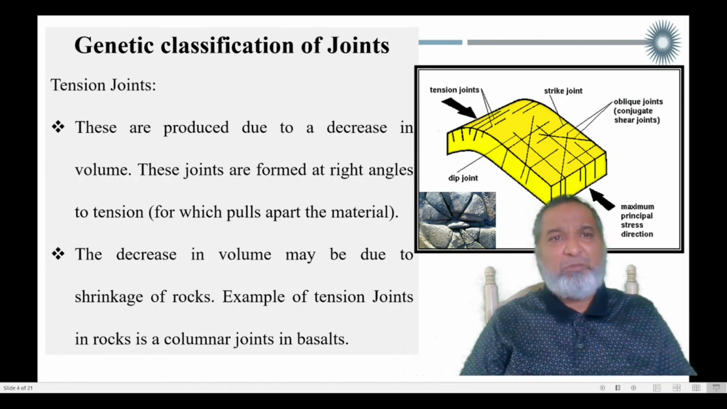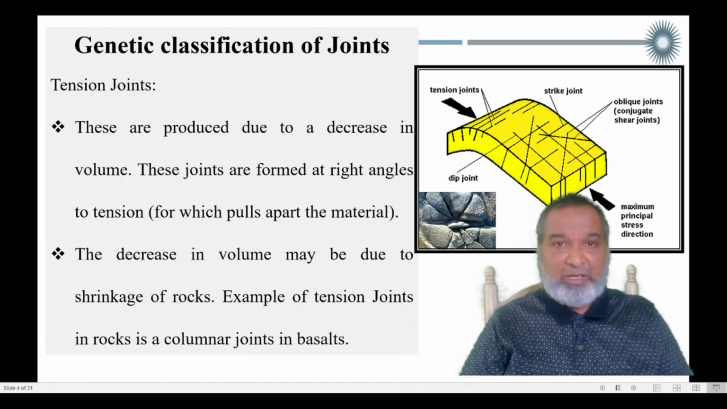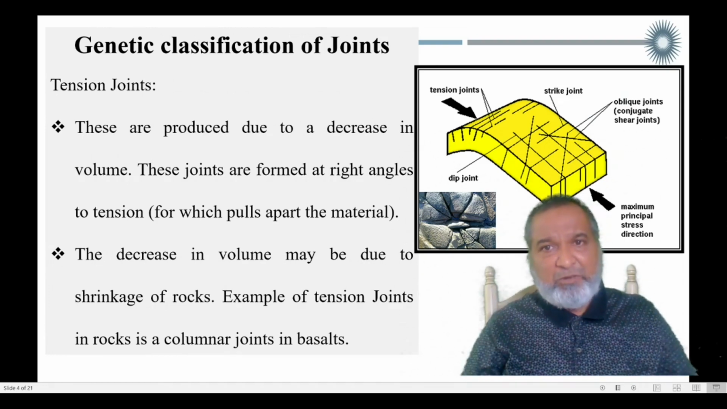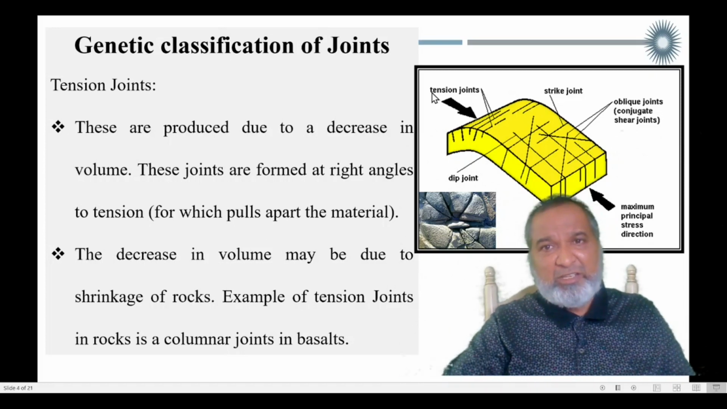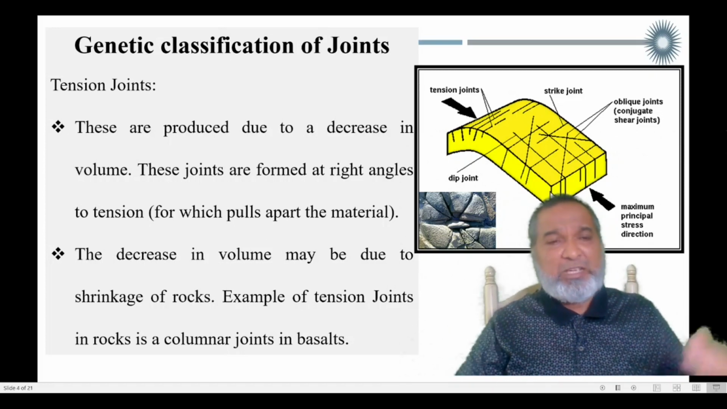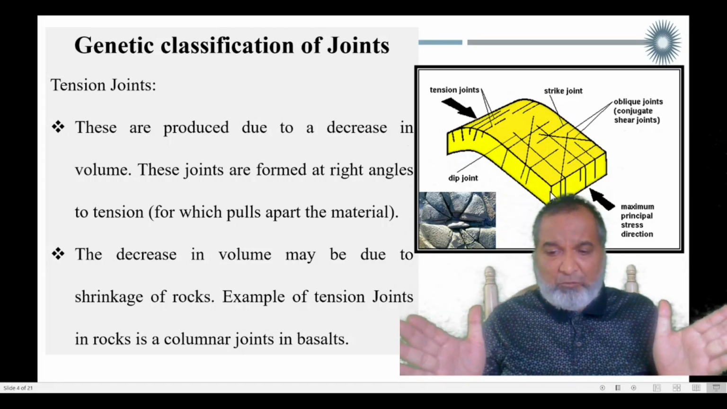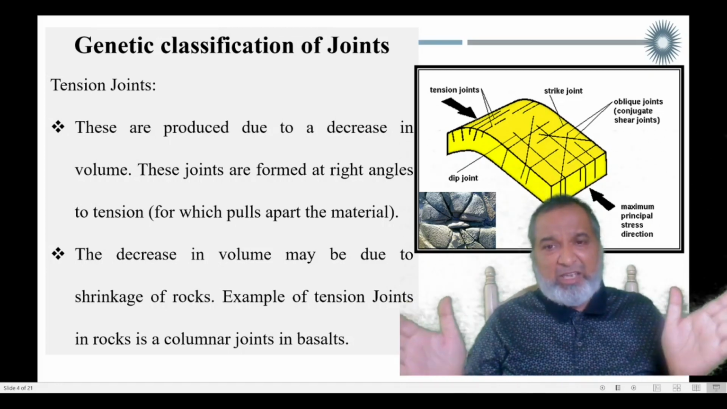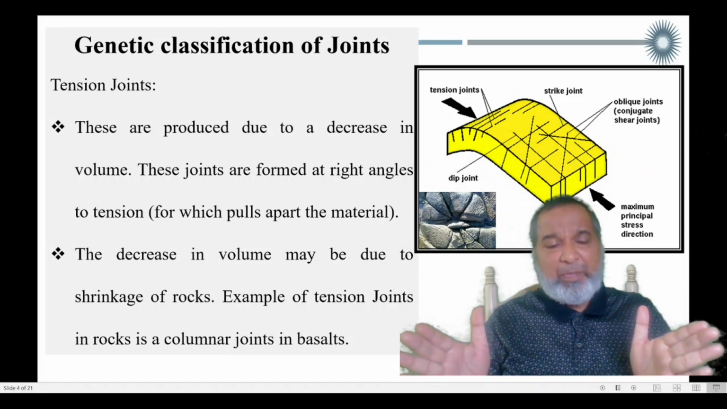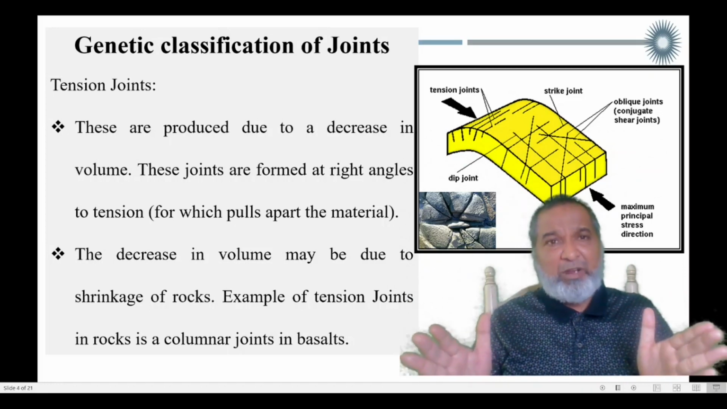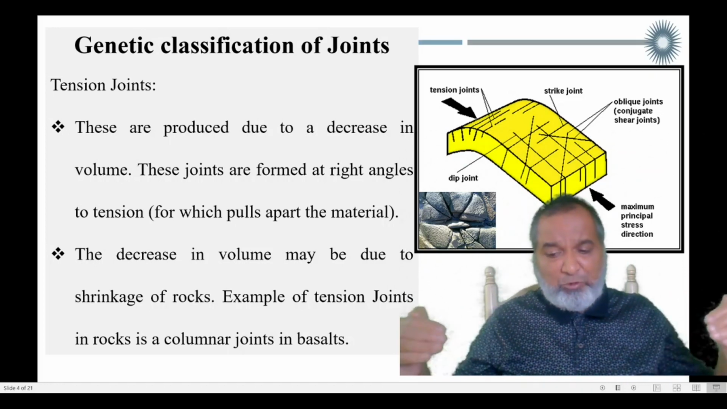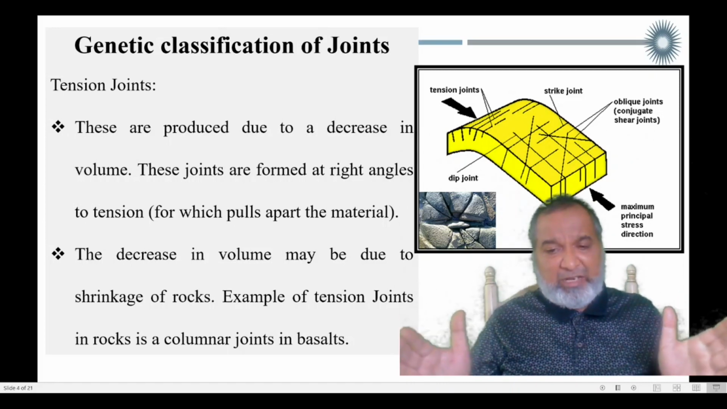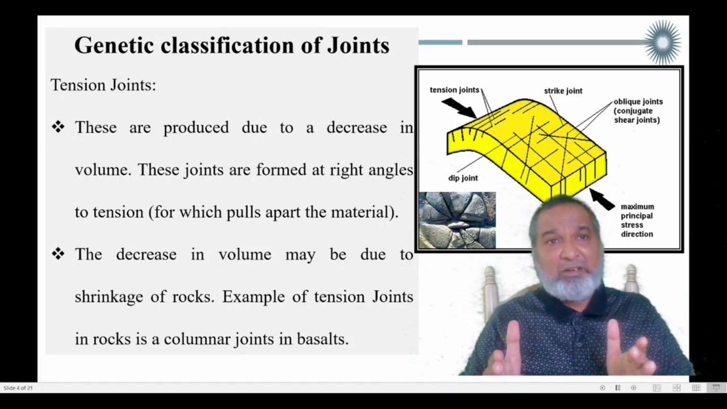The first and simplest one is the tension joint. Whatever pressure you exert, you can see that a compression force has been applied. Now what is happening? Once a compression force is applied, say the rock has a thickness of 7 centimeters, and we try to compress it. Say 7 centimeters has now become 5 centimeters. Then what is happening? Where have the 2 centimeters gone?